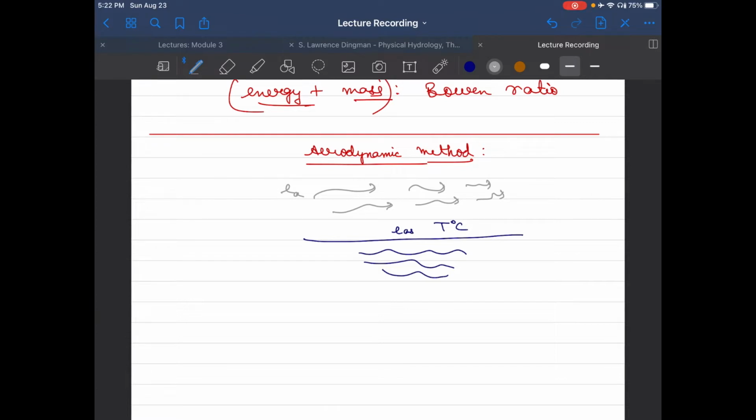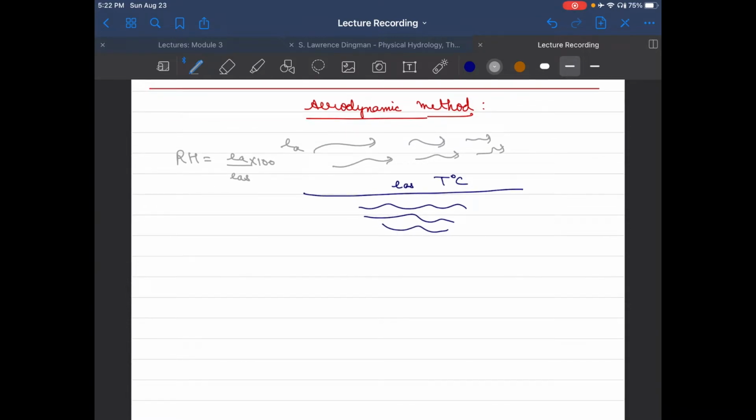And if we know the relative humidity, we can easily calculate the value of EA, as we know that relative humidity is the ratio of EA upon EAS, and if it is expressed as a percentage, of course it is times 100. Also, we learned that as we go up, the velocity profile looks something like this. So velocity increases as we go up, and it's not a linear behavior, it's some curvilinear behavior.